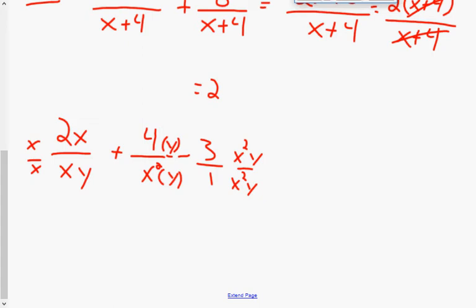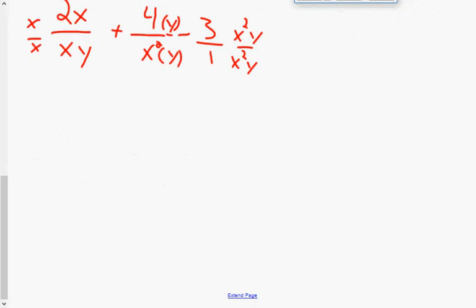So now I have to do all the multiplication here. The bottom's easy because I made every denominator the same, so they're all just going to be x squared y now. Okay? So we don't need to do a lot there. But now I have to do all the multiplication on top. So 2x times x, 2x squared. 4 times y is 4y.